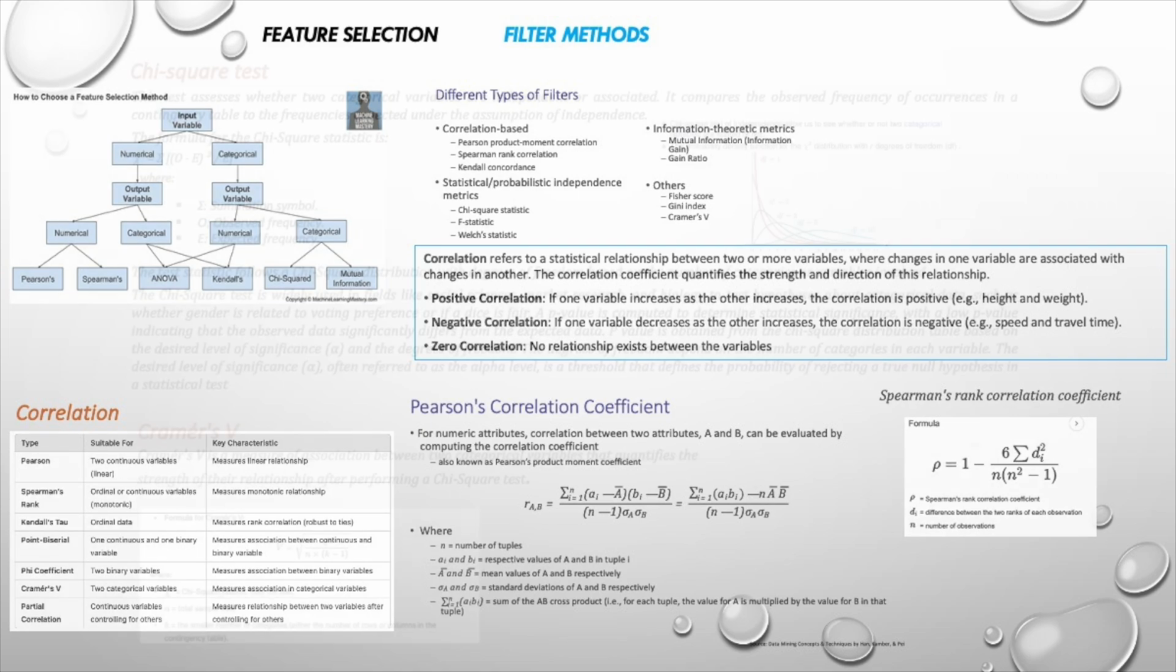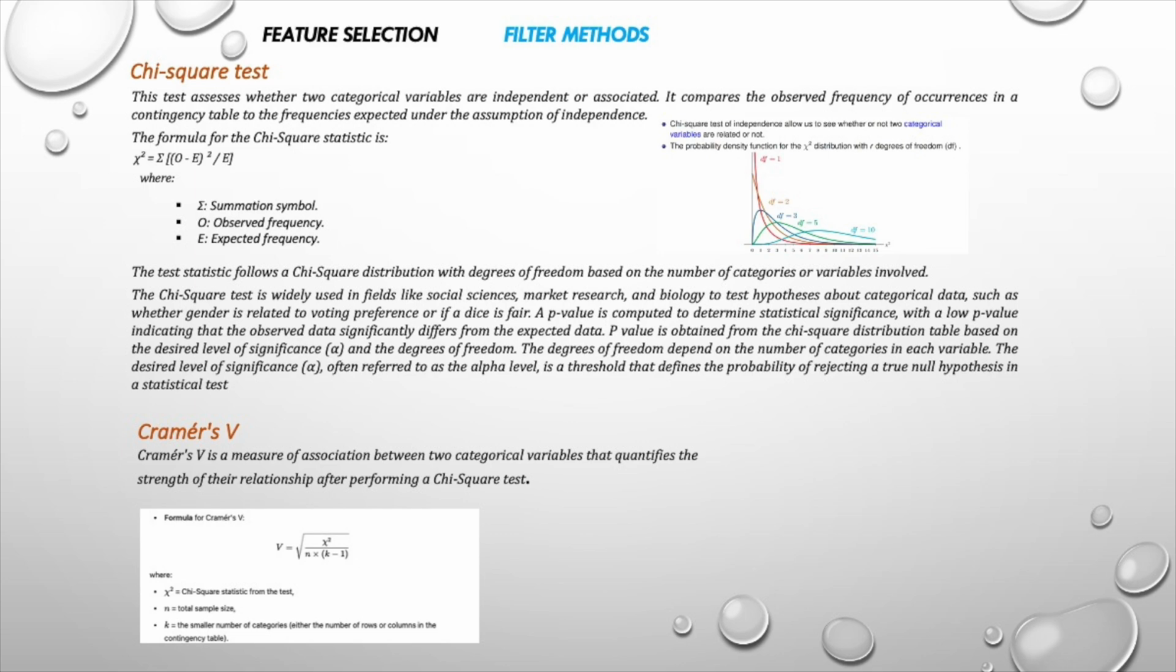Chi-square test. This test assesses whether two categorical variables are independent or associated. It compares the observed frequency of occurrences in a contingency table to the frequencies expected under the assumption of independence. The formula for the chi-square statistic is χ² = Σ (O − E)² / E, where Σ is the summation symbol, O is the observed frequency, and E is the expected frequency. The test statistic follows a chi-square distribution with degrees of freedom based on the number of categories or variables involved.